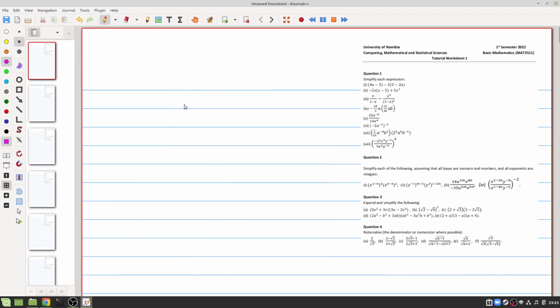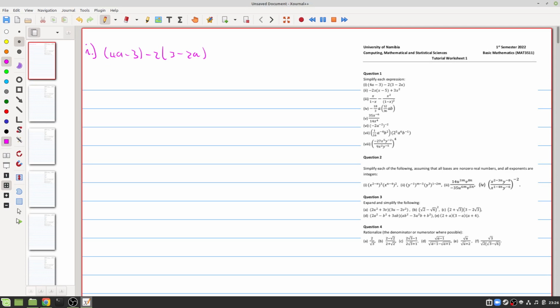Alright, so let's have a look at some of these questions. So for question 1, we just have to simplify each expression. Okay, so the first question there, question 1, we've got 4a minus 3 minus 2 times 3 minus 2a. The important thing we're testing here is just, do we know how to multiply out brackets?